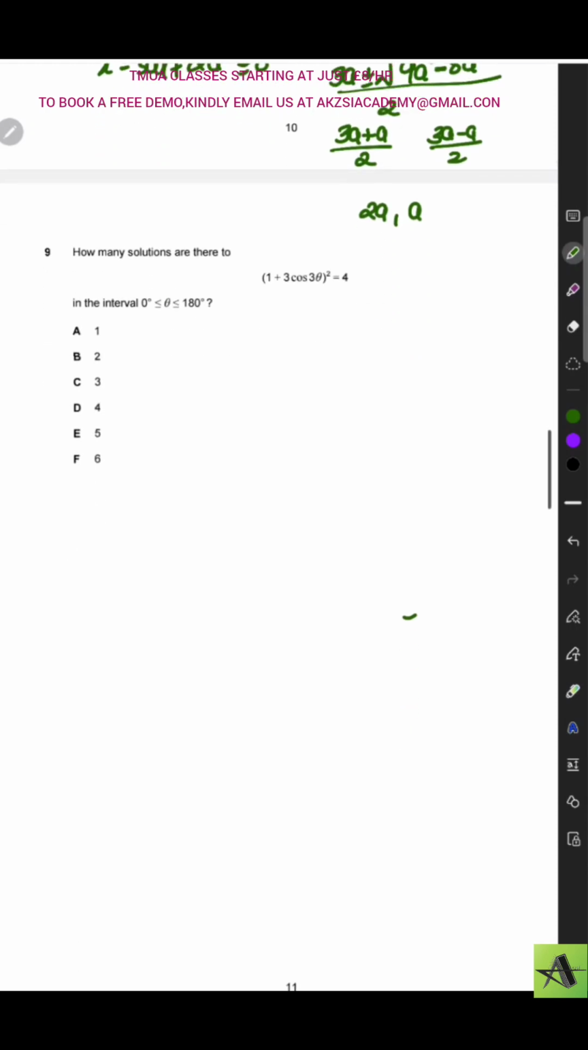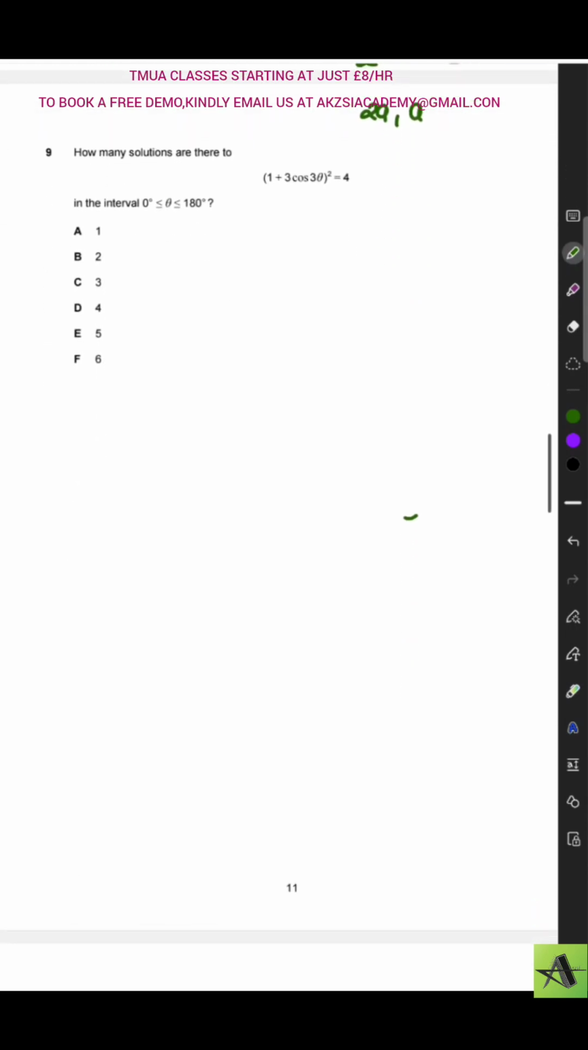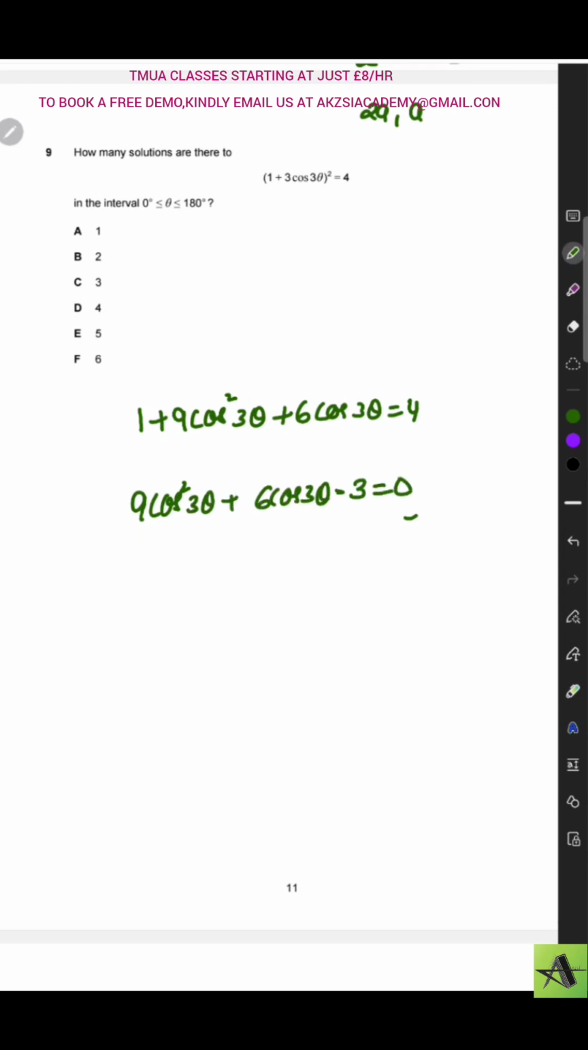Moving on to question number 9. How many solutions are there to (1 plus 3 cos theta) whole squared equals 4 in the interval 0 to 180 degrees? So we just have to expand this, which is 1 plus 9 cos squared 3 theta plus 6 cos 3 theta equals 4, or 9 cos squared 3 theta plus 6 cos 3 theta minus 3 equals 0. Divide both sides by 3, which will give me 3 cos squared 3 theta plus 2 cos 3 theta minus 1 equals 0.